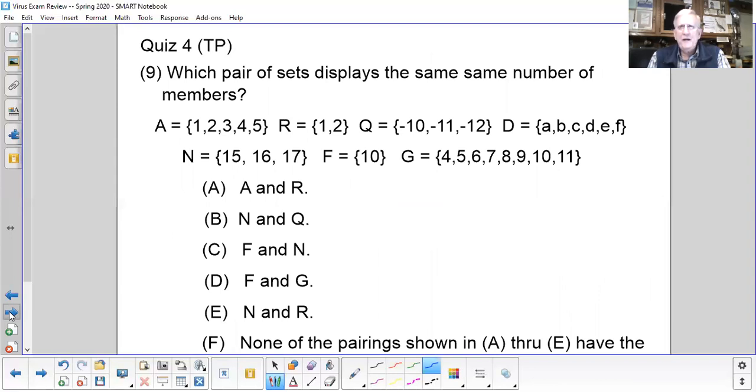9. Which pair of sets displays the same number of members? So I've got the word same in there twice. Sorry about that. So which of those sets have the same size? Same number of members in them. Well, I think you can see that the answer to that is N and Q. They both have 3 members, okay?